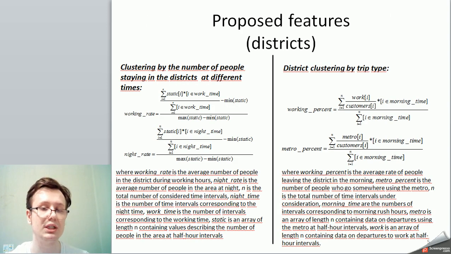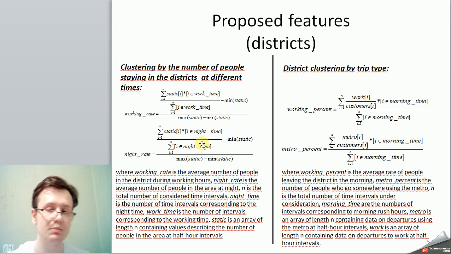We propose two feature spaces for describing areas. The first feature space is two-dimensional. The first feature of this space is the average number of people in the area during working hours, from 10 to 18 hours. The second one is the average number of people at night, from 23 hours to 7 hours. Min-max normalization is used to eliminate the influence of the size of the regions. Formulas for calculating these features are presented on the left side of the slide.